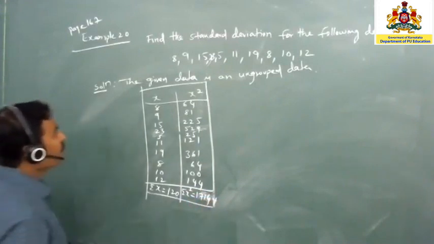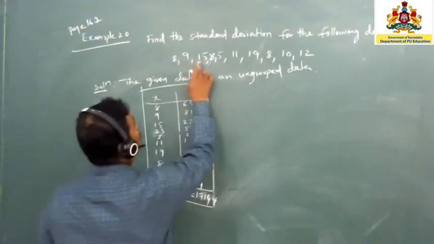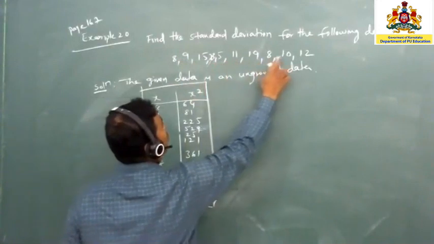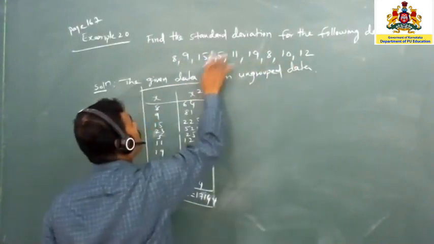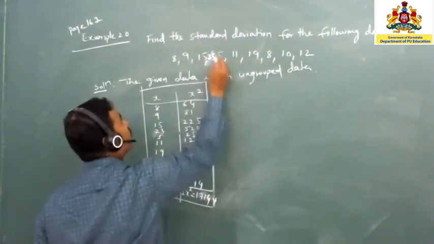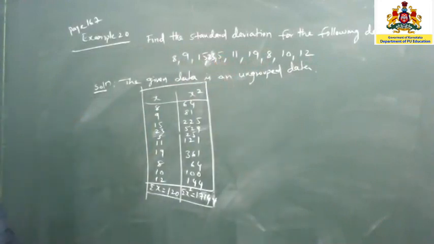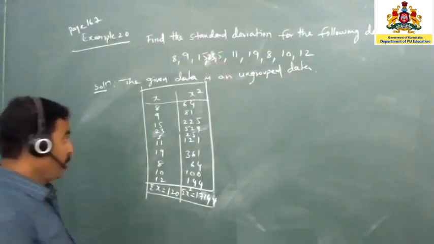So observe: 1, 2, 3, 4, 5, 6, 7, 8, 9, 10. Totally 10 observations.